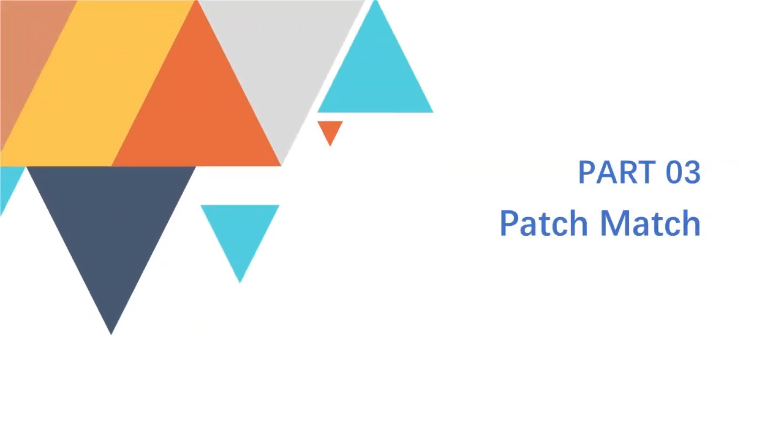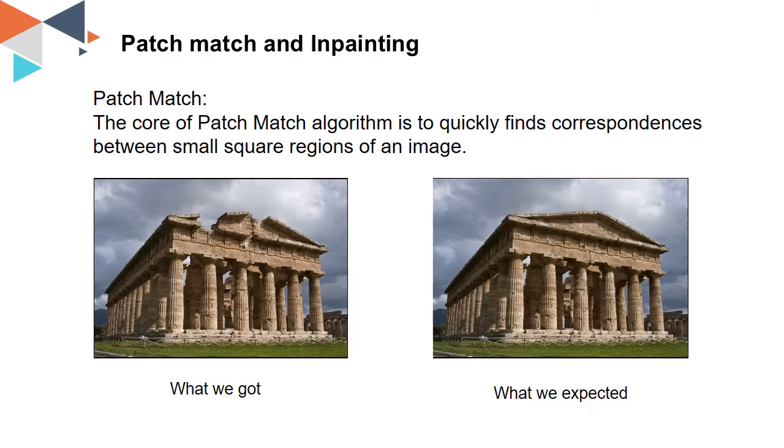Alright, let's move on. The next part, I would like to talk about PatchMatch. Image inpainting is the process of reconstructing missing parts of an image. The key question is, how could we fill these missing parts by only using the input image? For example, in the photo on the left, the missing parts are the holes on the building, and the photo on the right is what we expect as a result after inpainting.